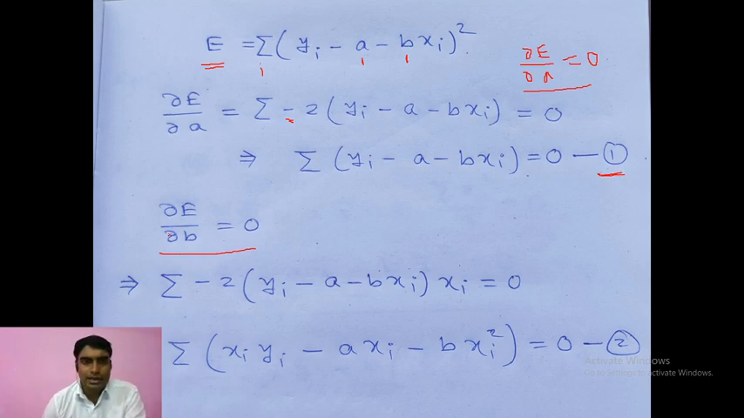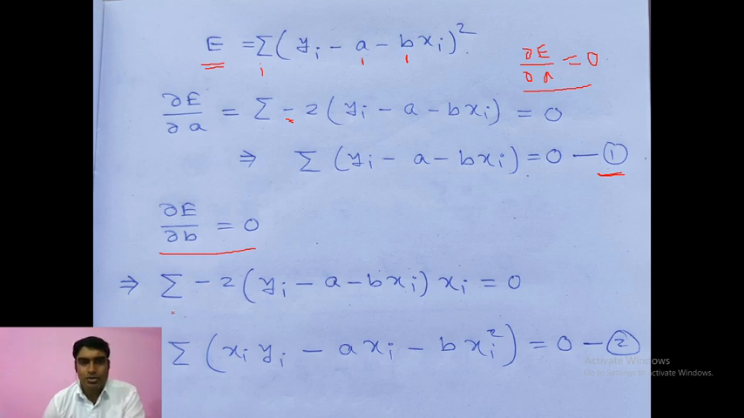Similarly, by equating del E by del B equal to 0, I take the partial derivative here. Now similarly, here the sum over, 2 comes down, then yi minus a minus bxi to the power 2 minus 1, so that is 1. After that, the partial derivative inside this term. So the partial derivative with respect to b, this is 0, this is also 0 with respect to b, and here with respect to b it will be minus xi. So minus is here and xi is there.